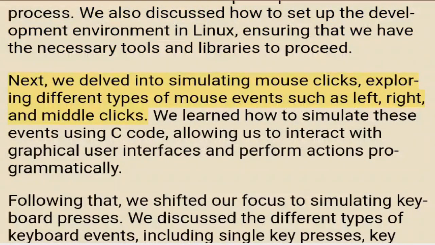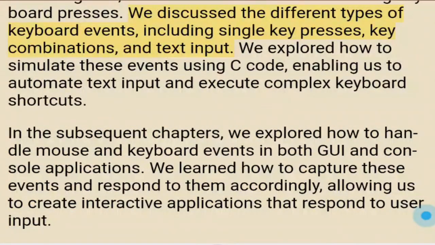Next, we delved into simulating mouse clicks, exploring different types of mouse events such as left, right, and middle clicks. We learned how to simulate these events using C code, allowing us to interact with graphical user interfaces and perform actions programmatically. Following that, we shifted our focus to simulating keyboard presses. We discussed the different types of keyboard events, including single key presses, key combinations, and text input. We explored how to simulate these events using C code, enabling us to automate text input and execute complex keyboard shortcuts.